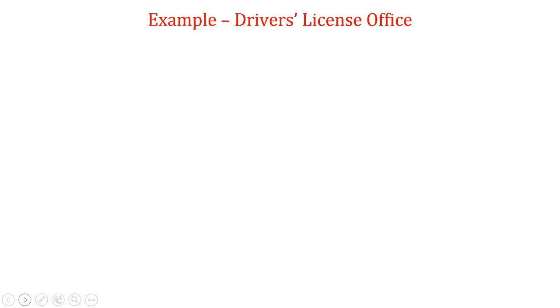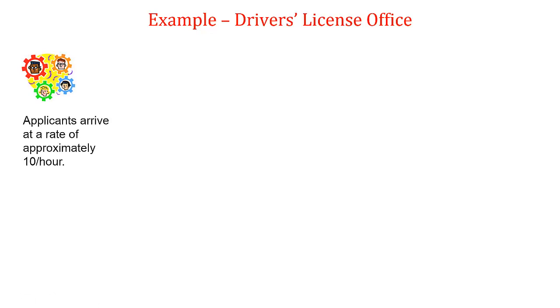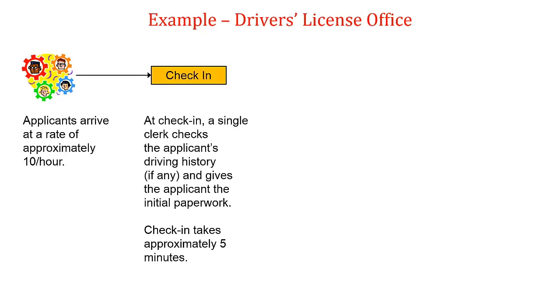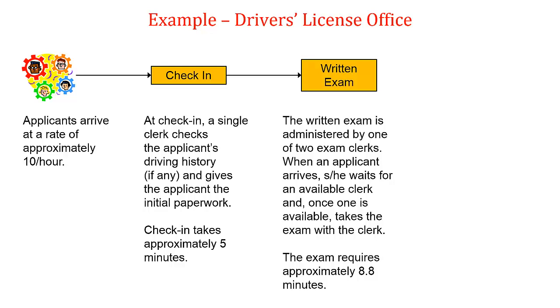So we'll start with an example of a driver's license office. The process works essentially this way. We're going to assume applicants arrive at the rate of approximately 10 per hour. When an applicant arrives, he or she goes through a check-in process where a single clerk checks the driving history and so on, and gives the applicant the initial paperwork. We're going to assume that check-in takes approximately 5 minutes.